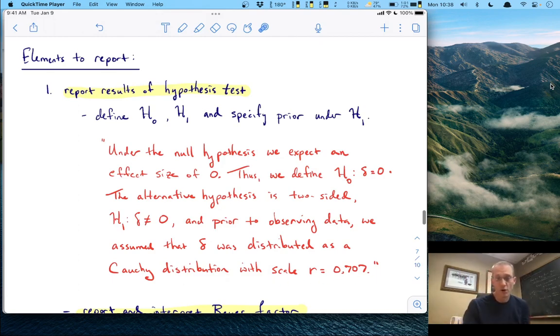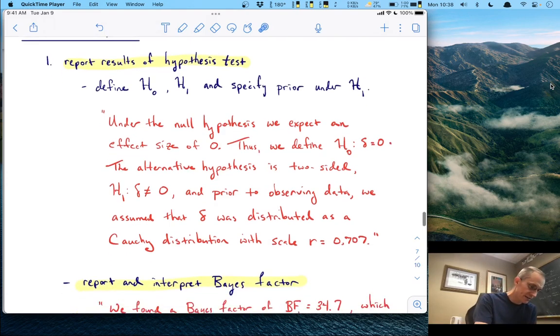So I'm just using that default from JASP, and I'm just telling the reader that that's what I'm using. I would much rather do this than to say use the JASP default, because you want to be able to communicate as transparently as possible. If a person's not familiar with JASP, they need to know that this is what the default is.